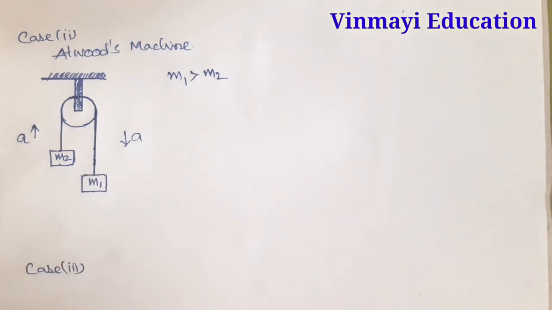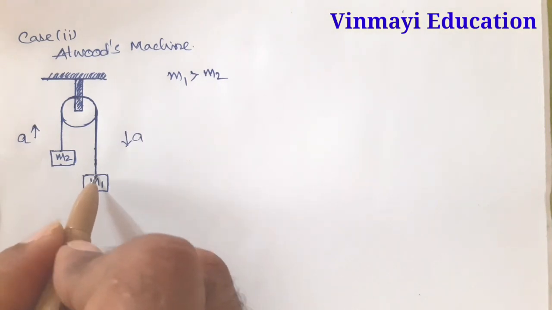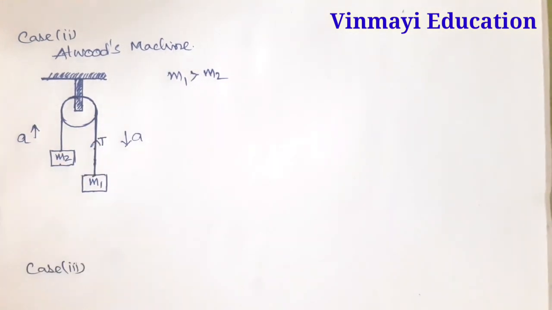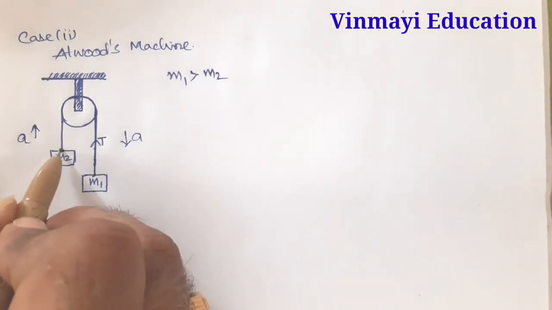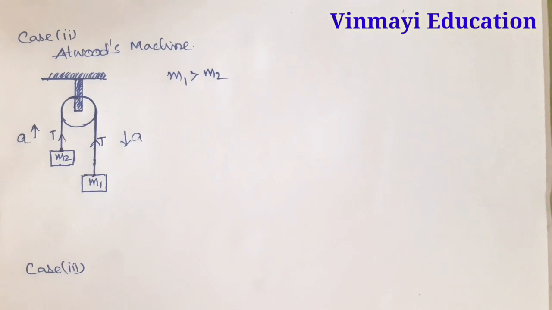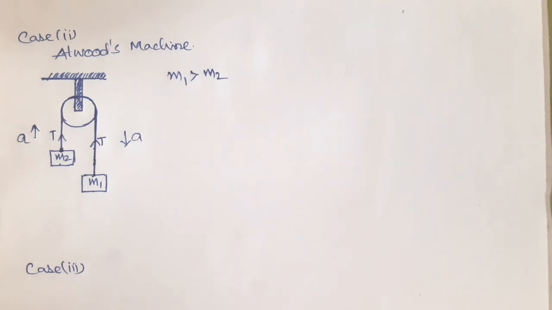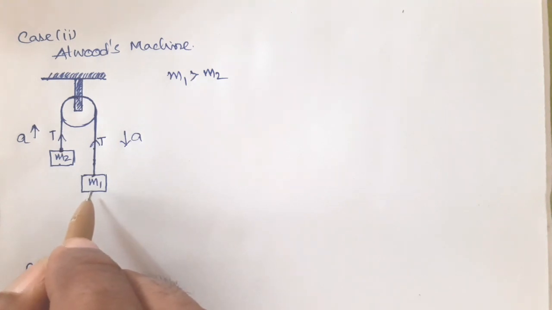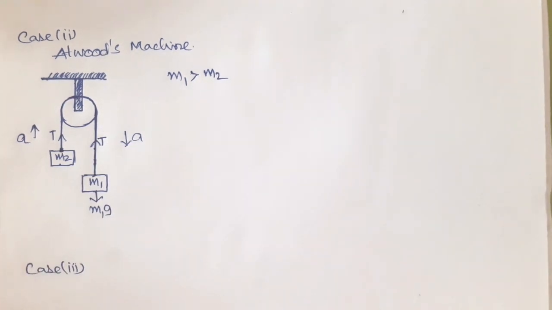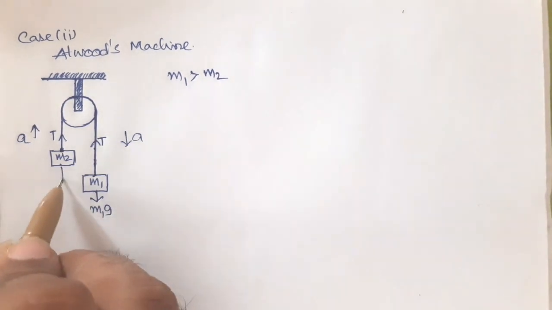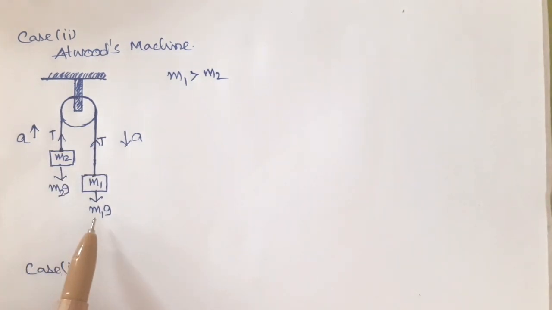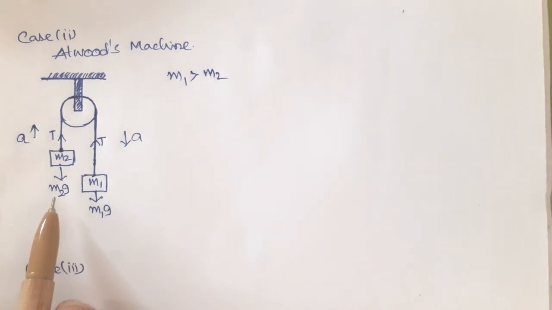And what about the tensions here? Tension is again away from the point of contact. This is the point of contact. Therefore, the tension is in this direction T, and for this mass, it is the point of contact, and the tension is T. It is also in the upward direction. Now, if I consider the mass m1, here the weight is in this direction, m1g. Weight of the body is m1g, and for the second mass the weight is m2g.